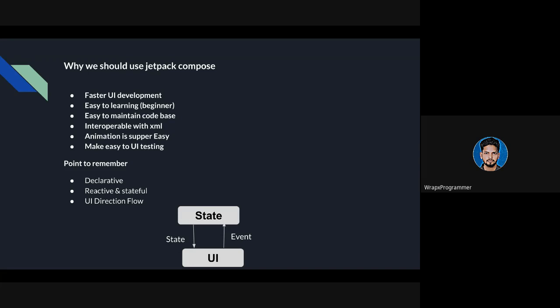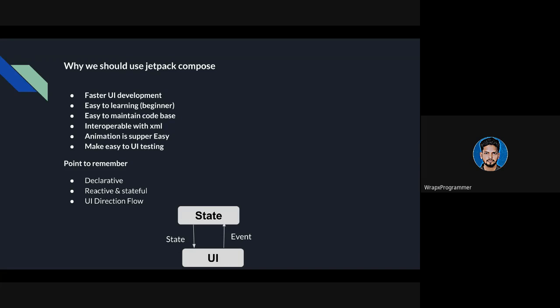For Jetpack Compose, when they were developing it, they had UI testing in mind. So for that, they have provided UI testing. They have provided a lot of things, like a lot more events, and there are semantic trees, so you can use these things. So basically UI testing is very easy.